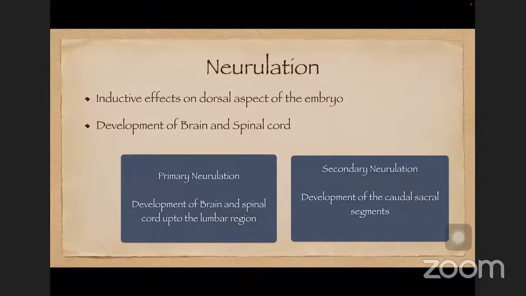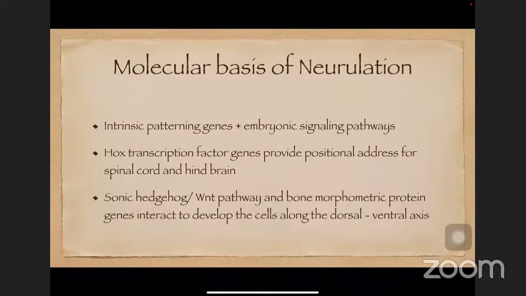There's a slight difference in the process of primary and secondary neurulation, and most of the conditions that we actually look at, be it in pediatric neurology or sometimes in the adult world, where you have the meningomyelocele, that is a primary neurulation disorder. So what is the molecular basis of neurulation? These are intrinsic patterning genes and the embryonic signaling pathways.